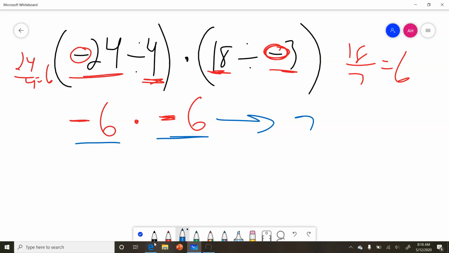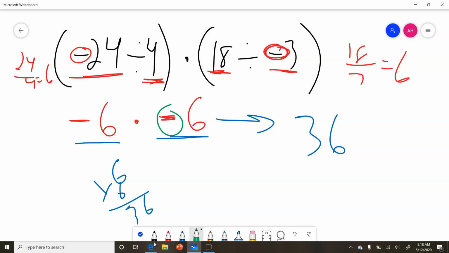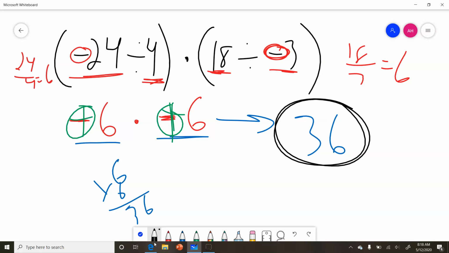Now, 6 times 6 is 36. But let's look at the signs. We've got a negative and a negative. What happens when we have two negatives? It becomes positive. So our final answer is simply positive 36. So that's just using the order of operations. Then the homework gets a little more complicated in the review when you do a little bit more order of operations.